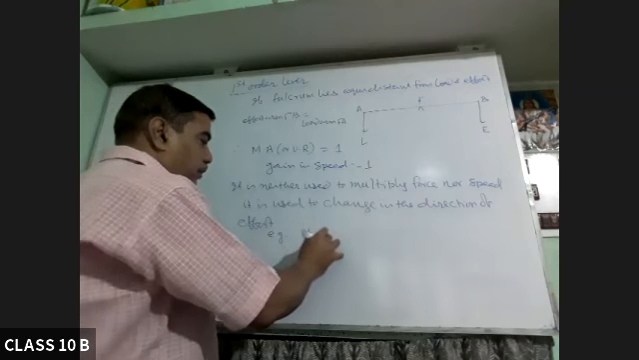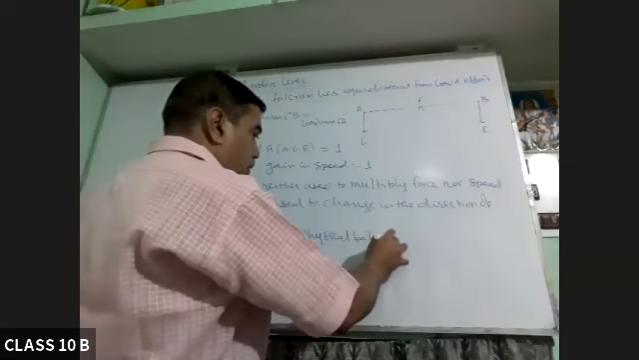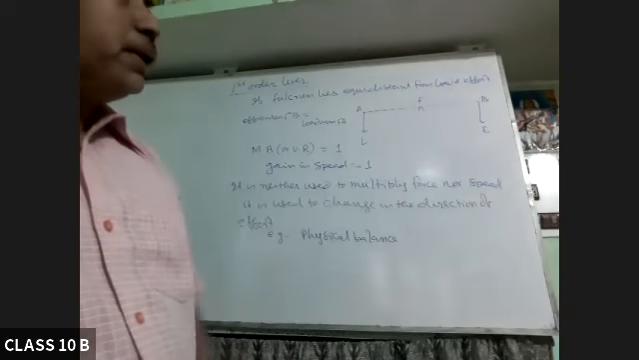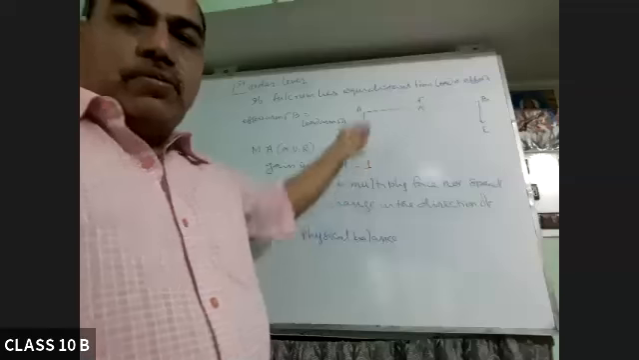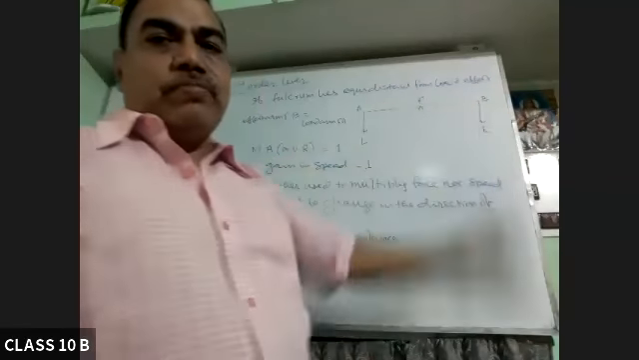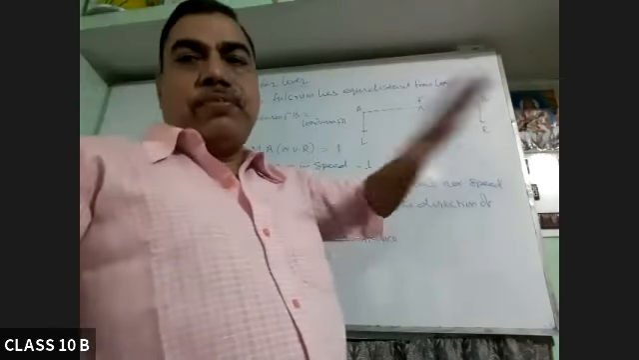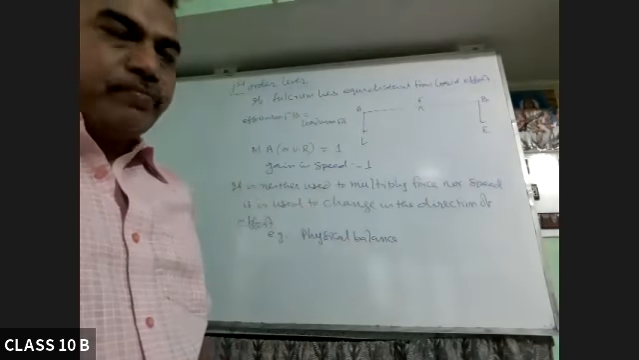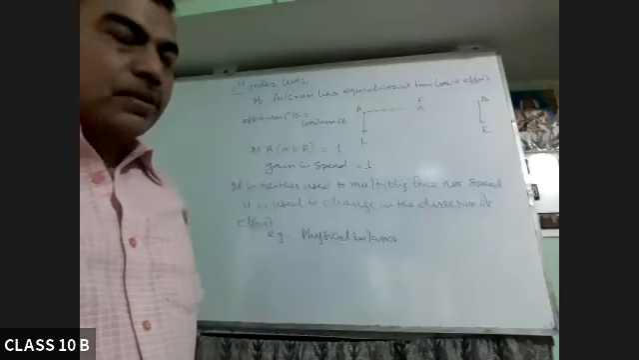So an example is the physical balance. In case of physical balance, the fulcrum is in the middle. On one side we are putting something, on the other side we are putting another load just to measure. So this load and effort both will be equal, then the beam will be in horizontal position. So physical balance is a lever of first order.